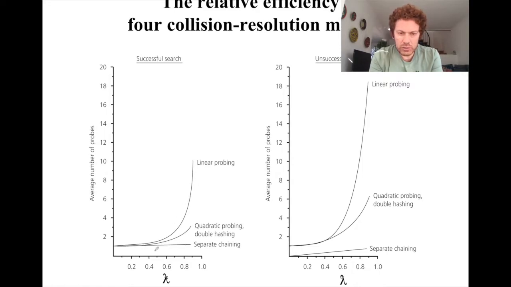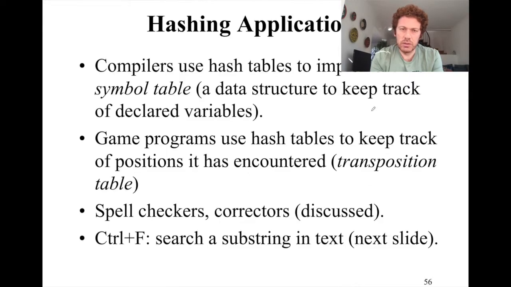With linear probing, as my hash table gets populated and populated, the number of probes increases. Okay, quadratic and double hashing have a better, smaller growth rate, so that's why they are preferable. It should be our choice. And for unsuccessful search, these rates will increase, but the order stays the same.